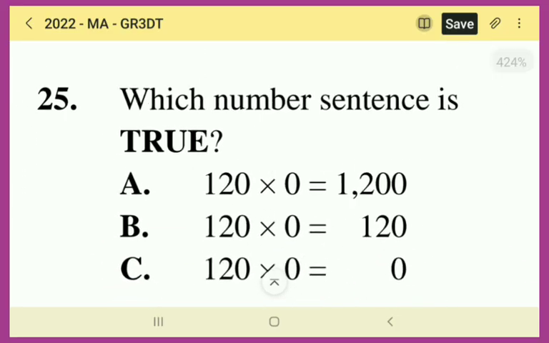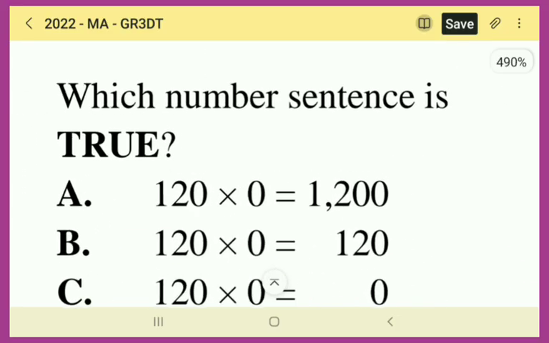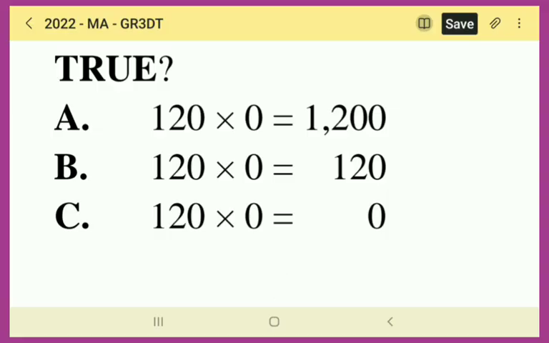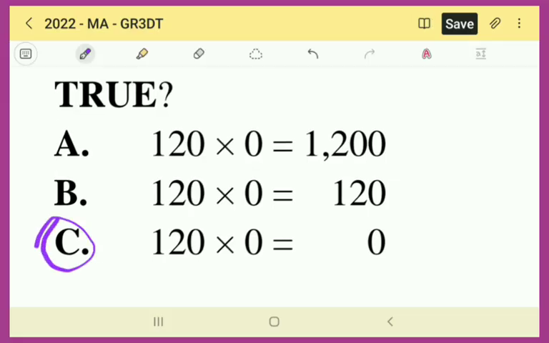Moving on to 25. Which number sentence is true? A says when you multiply 120 by 0, you get 1,200. B says 120 times 0 gives you 120. C says 120 times 0 gives you 0. 120 times 0 is what? 0. If I give you nothing 120 times, you still have nothing. So that is at C.